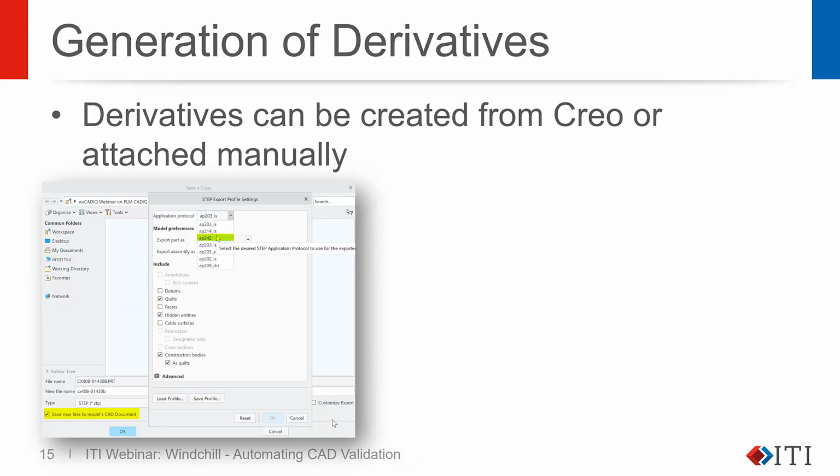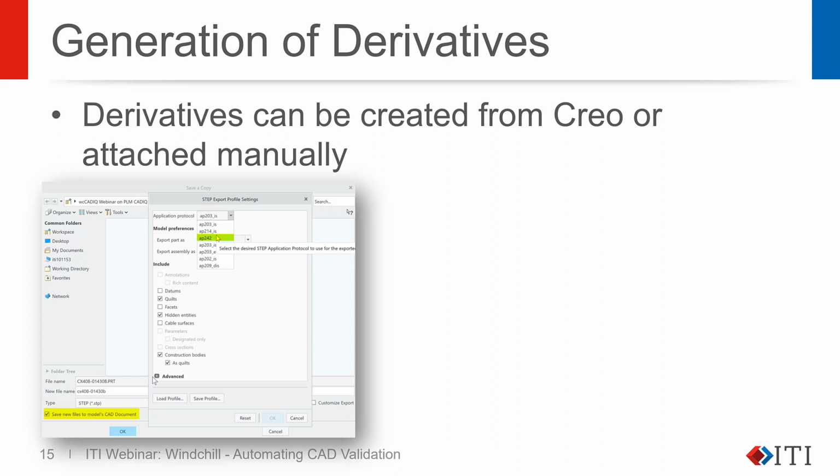Okay, so for derivative validation, the first step is to create a derivative. You can create a derivative right from Creo by saving a copy, generating a STEP file, and using the option to save the new file to the CAD document.